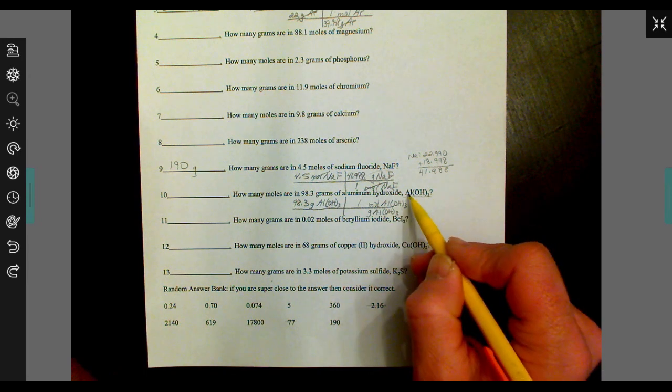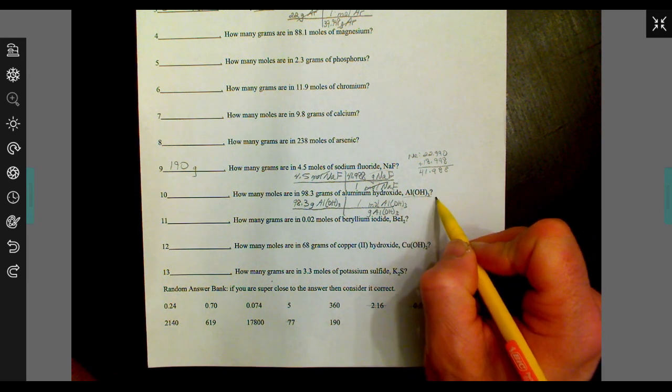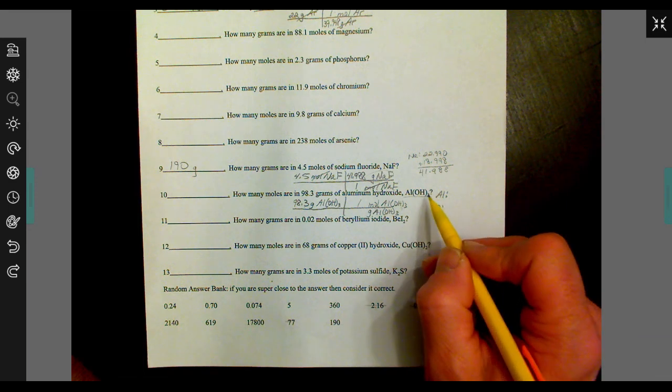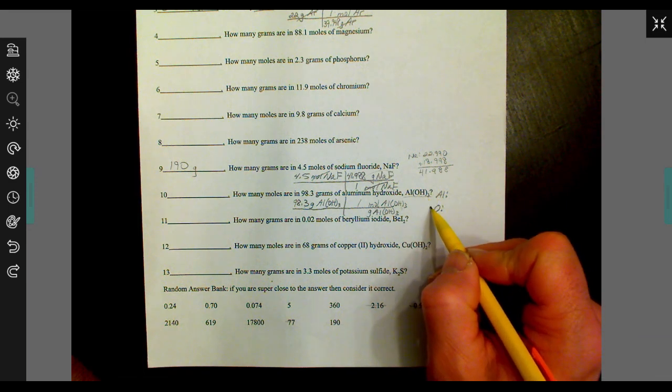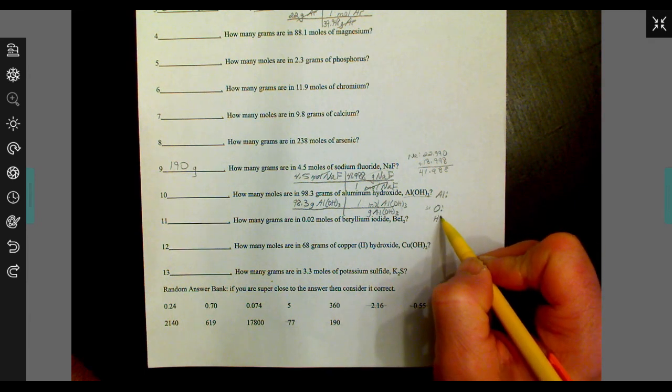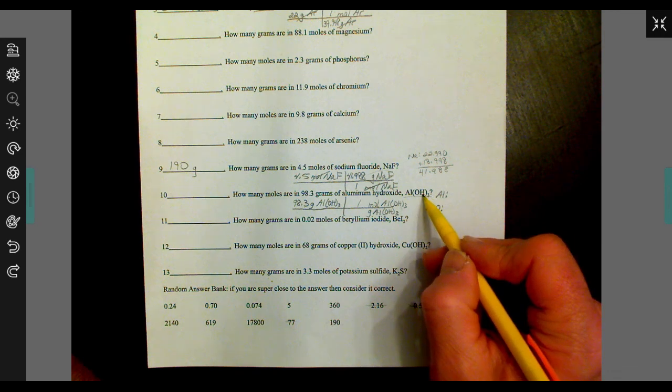Al(OH)3. How many aluminums do I have? Just 1, right? All right, fair enough. Oxygen. How many oxygens do I have? I have 1 right there, but inside the parentheses, everything is triple. So 1 times 3, I really have 3 oxygens. How many hydrogens do I have? 1 is triple, so I have 3 hydrogens.